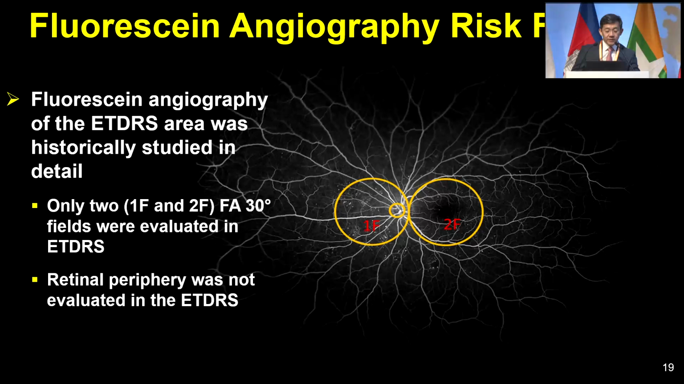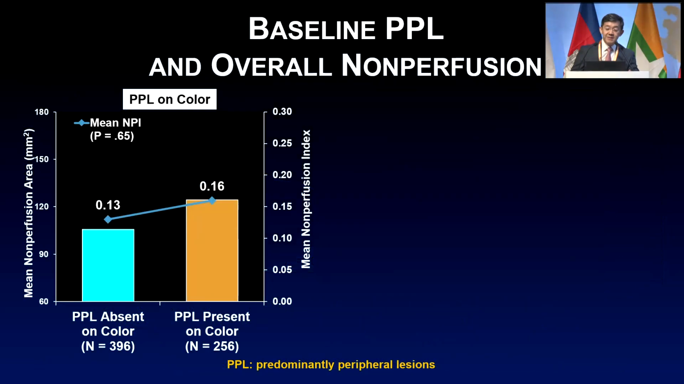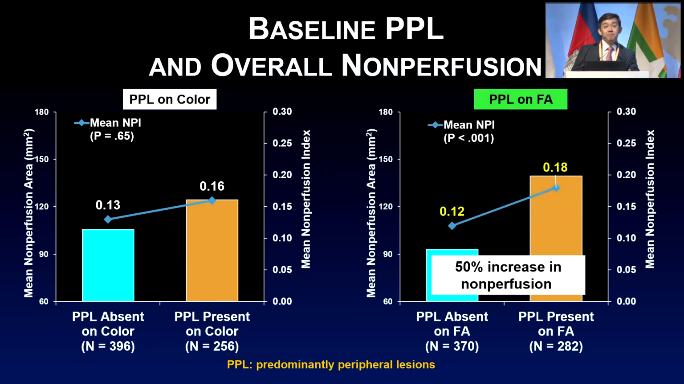So fluorescein angiography of the ETDRS area has been studied in detail. However, only 2 30-degree FA fields were evaluated in the ETDRS. Data from Protocol AA has shown that with increasing DR severity, you see increasing retinal non-perfusion. However, baseline presence of PPL on color was not associated significantly with increased non-perfusion. However, PPL on FA was significantly associated with a 50% increase in retinal non-perfusion.